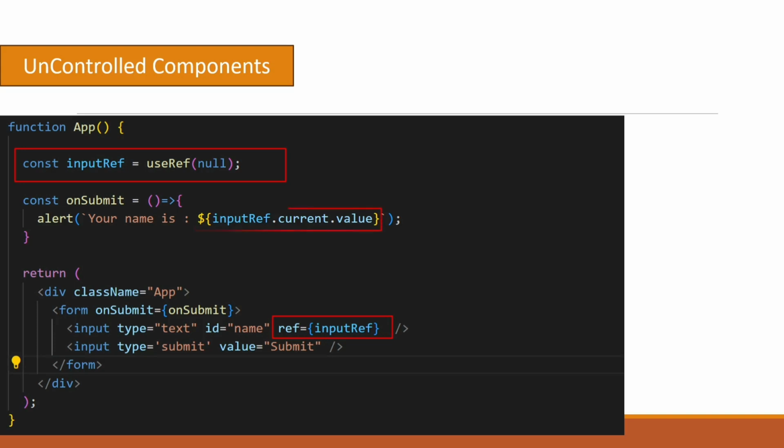Now, when we click on the submit button, we are just calling the alert box with the inputRef.current.value. Here we are not storing the name or the text box value anywhere in our application. We are just directly accessing the element at the runtime and we are fetching the value.